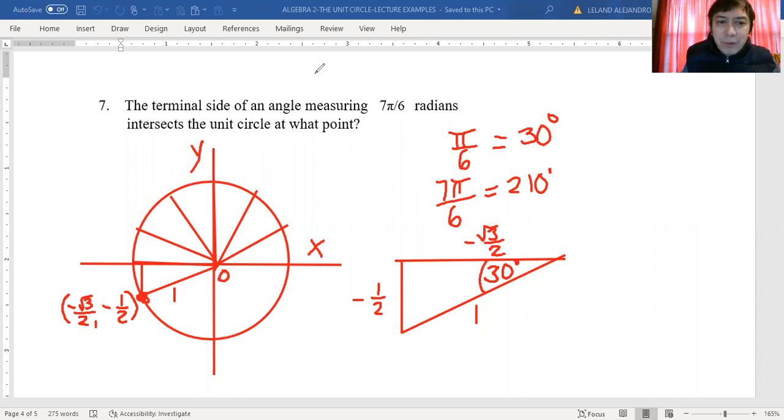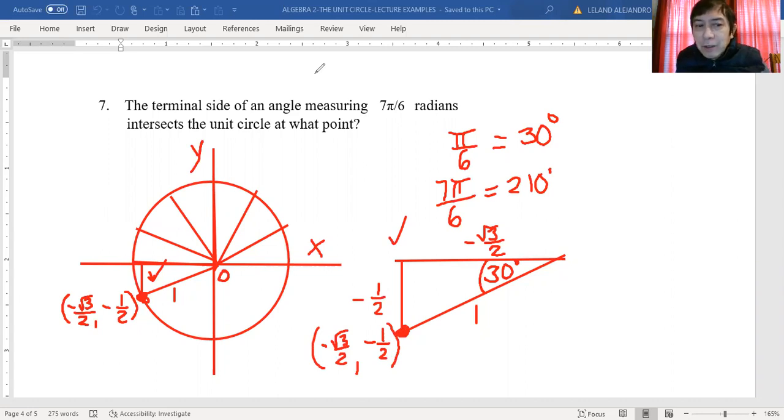All right, so this triangle is the larger version of this. Okay, the larger version of this. Looking at the required point, we're after this point there. The coordinates of this are negative square root of 3 over 2 and negative 1/2. Remember, the sine and cosine of an angle in the third quadrant are both negative. So this is the answer.